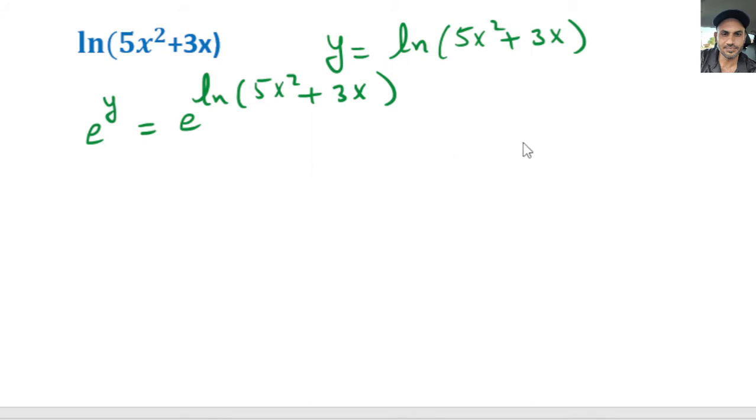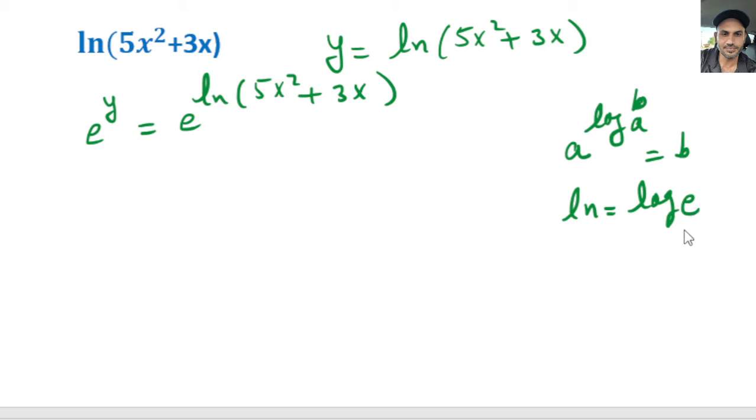One is that if we have a base a, and we take the log of some number b with base a, then we are raising a to the log of b with base a. This is equal to b. The other thing we need to know is that the natural log is the log with base e. e is the Euler number, and similar to pi, it has a value, so it's a constant, and we use it in our exponential functions as a base.